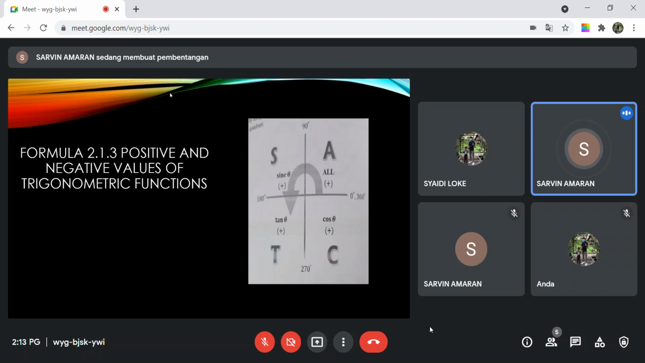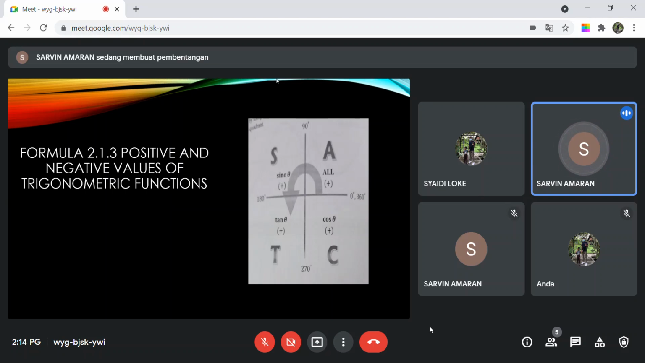Next is positive and negative values of trigonometric functions. This is also one of the subtopics that we learn in secondary school. For me, I just used a simple formula, ASTC, which is known as Aku Suka Teh Cina. This is the short formula that I learned in secondary school in order to understand each section.